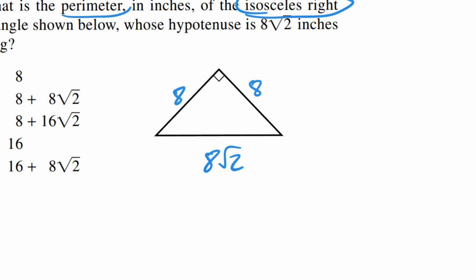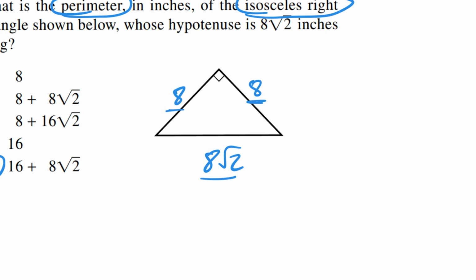So we are looking for the perimeter. Make sure you always look what you're looking for. So the perimeter would be 8 plus 8, which is 16, plus 8 square root of 2. So that took us, even with describing, 40 seconds. Knowing how to do it is always a major advantage. But let's just talk about some general stuff here.